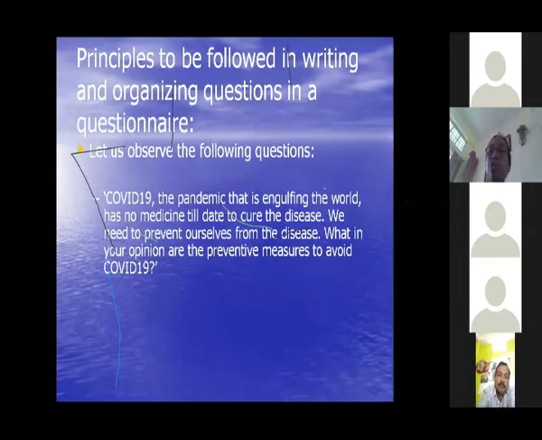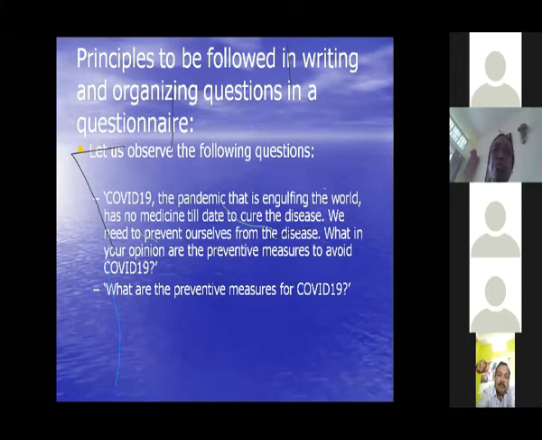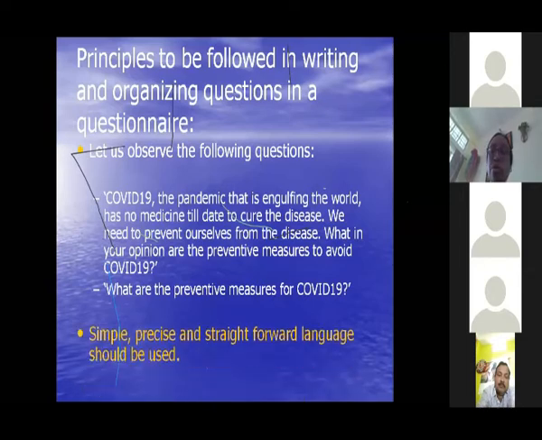Whenever we write questions in a questionnaire, one must be very simple as well as precise in asking questions. No need to give this much explanation before asking the question. Instead of that, one could have included this question: What are the preventive measures for COVID-19? This may serve the purpose of the earlier single question without any explanation. So whenever we frame the questions, one must use very simple language, and must be very precise and straightforward.